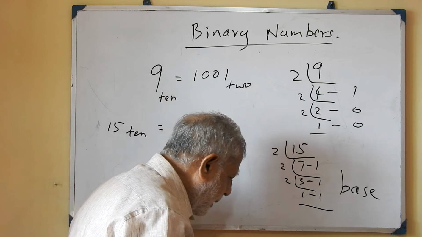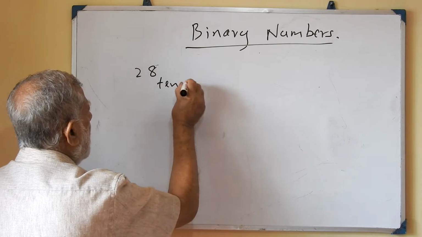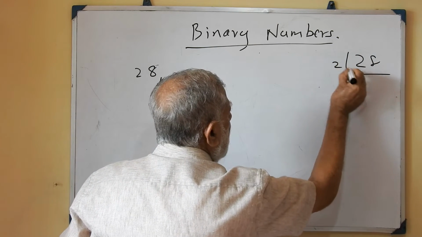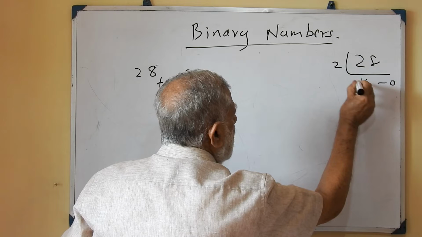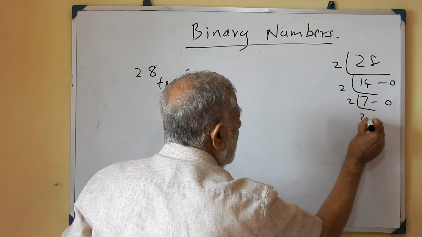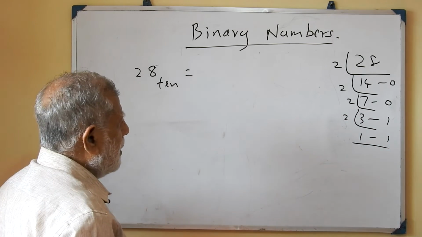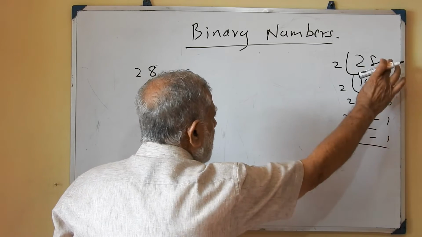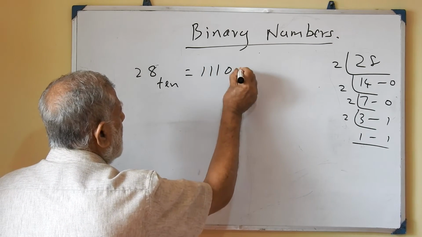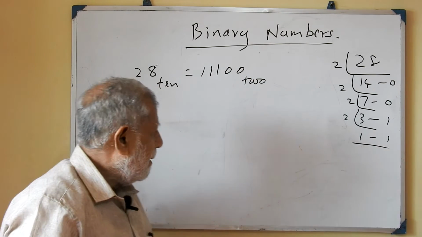We'll take another example. 28 base 10 is equal to, so 28 we start dividing, 28 by 2, 14 no remaining, by 2, 7 no remaining, by 2, 3 and 1 remaining, by 2, 1 and 1 remaining. So we start writing from the bottom. So 28 is equal to 11100 base 2.